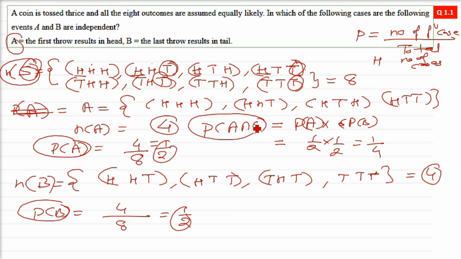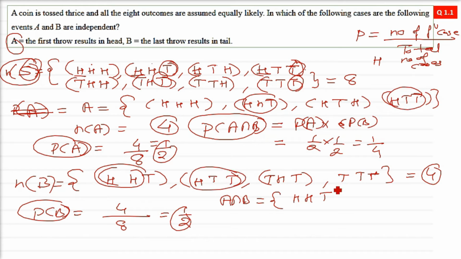Now P(A intersection B). So let's find out A intersection B. To find out the common elements from A and B. What are the elements which are common? HHT we are getting. See, HHH and TTT you will not get. These two, that is HHT and HTT, you are going to get common. That means you have two elements which are common in A and B. So number of elements in A intersection B is 2.